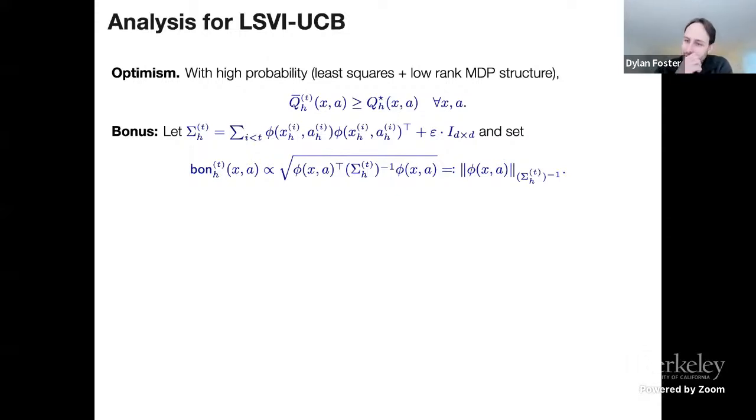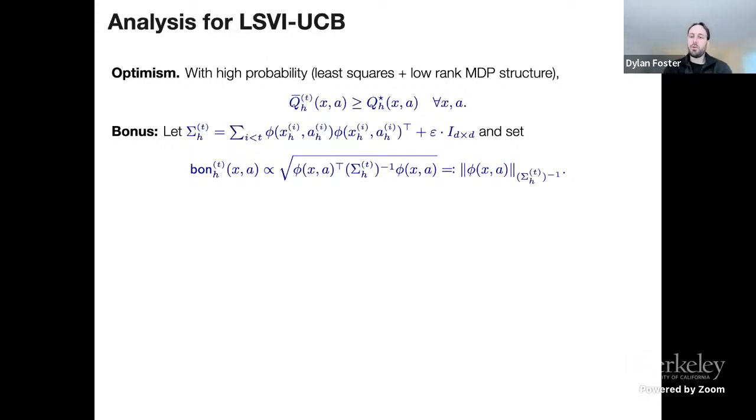The fact that this bonus leads to optimism comes out of least squares, and it's related to this idea of extrapolation. The point is, because we're working with linear hypotheses, sigma T captures how much effective data we have in different directions. So if I see a lot of data in one direction, this quadratic form is going to be small in that direction, which reflects the fact that we're confident.